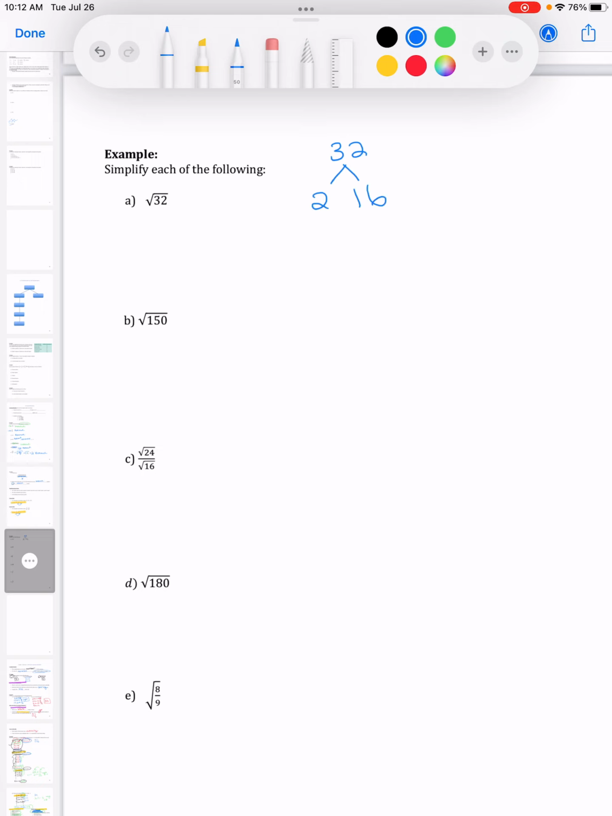You also can do 4 and 8. 2 is a prime number. We've talked about those prime numbers. We've made those factor trees before. 16, I'm going to separate into 4 and 4, and I'm just going to keep making that factor tree.